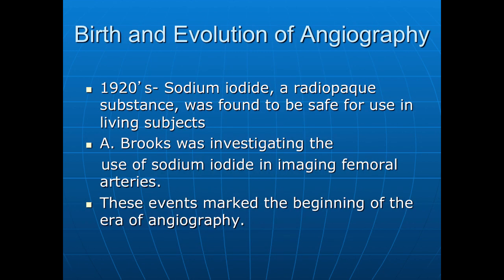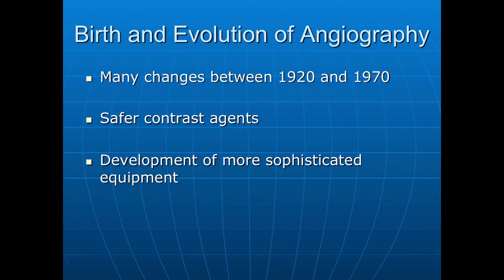In the 1920s is when we really began to study and find different options for injecting substances safely into the cardiovascular system. Sodium iodide is what they were using initially to look at imaging the femoral arteries. And once they came up with solutions that they deemed safe, then they became a little more brave in extending that and looking at different parts of the body.